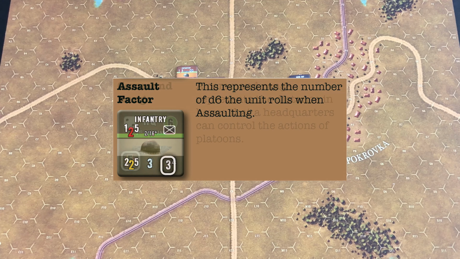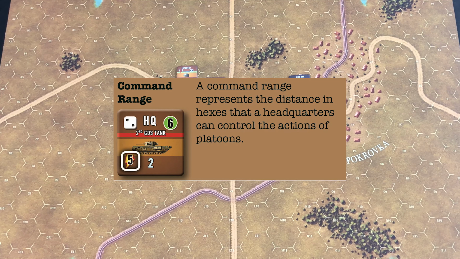Now, these are just some of the basic concepts that you're going to find when you're looking at the Nations at War counters. We're going to get into all the specifics in later videos, and we're going to cover HQ units in their own separate video.